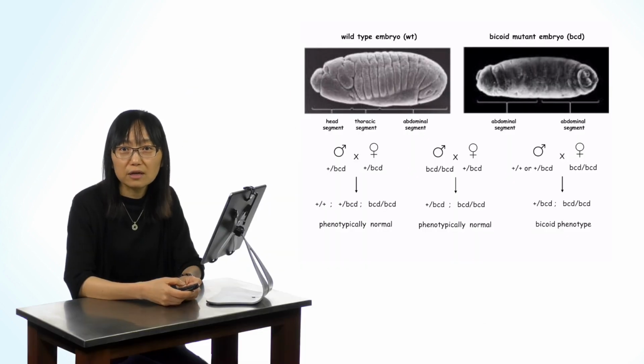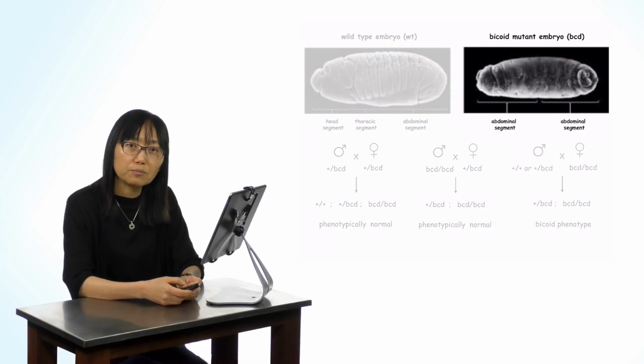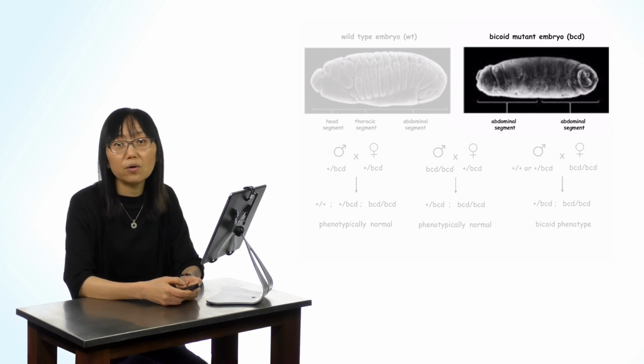One of the most striking mutant phenotypes results from mutations in a gene called bicoid, which means two tails. In the bicoid mutant embryo, the segment where a head should be is now a mirror image of the abdominal segment.